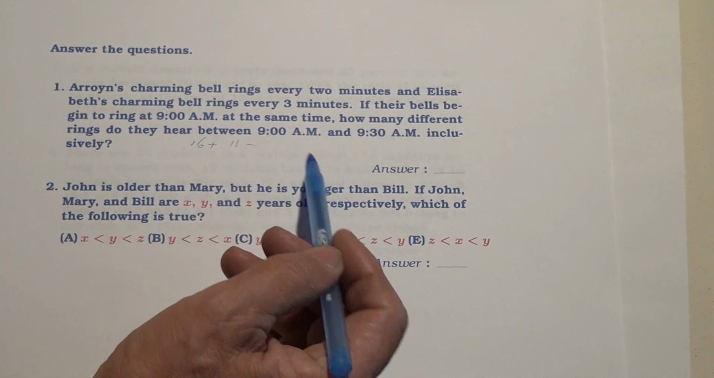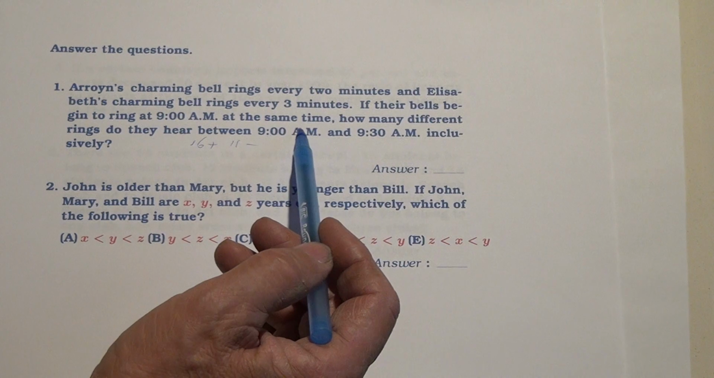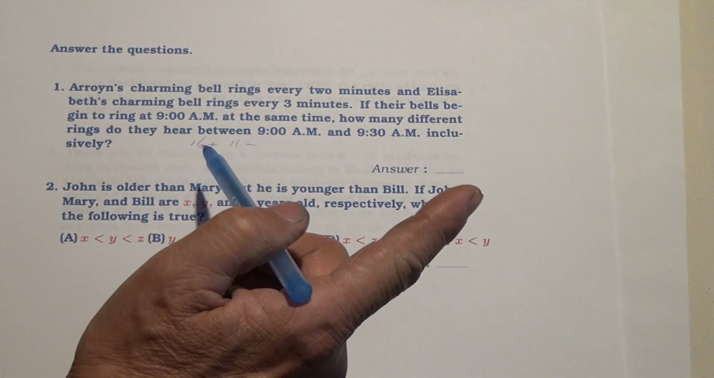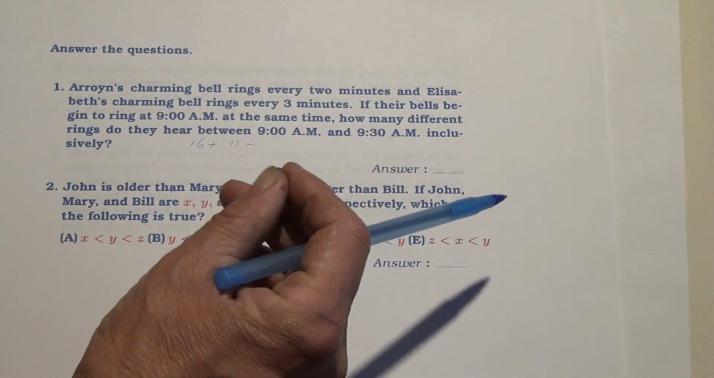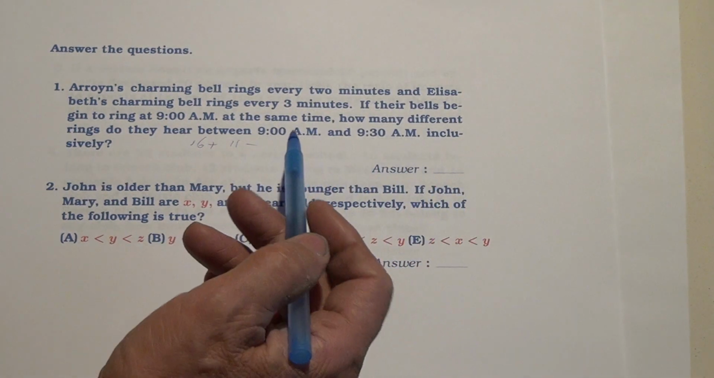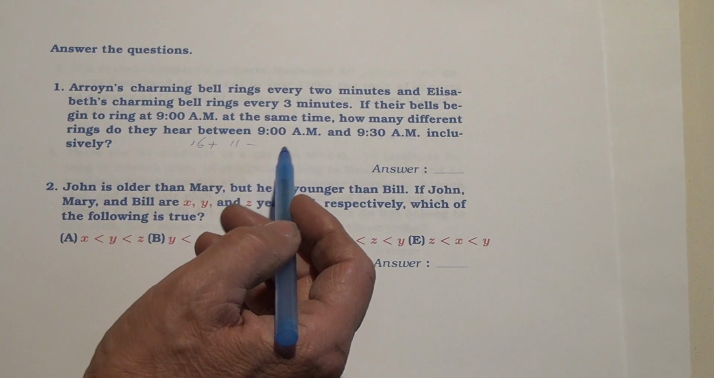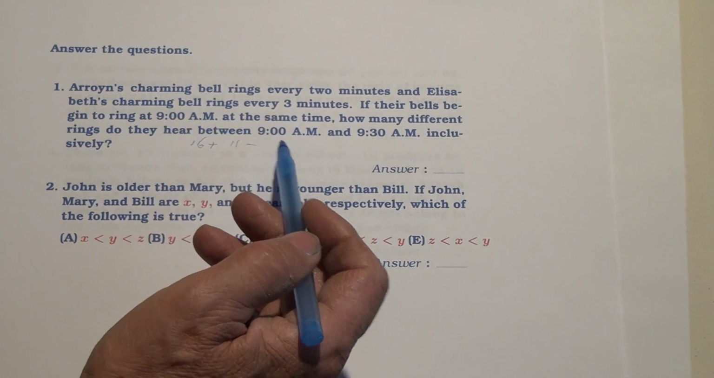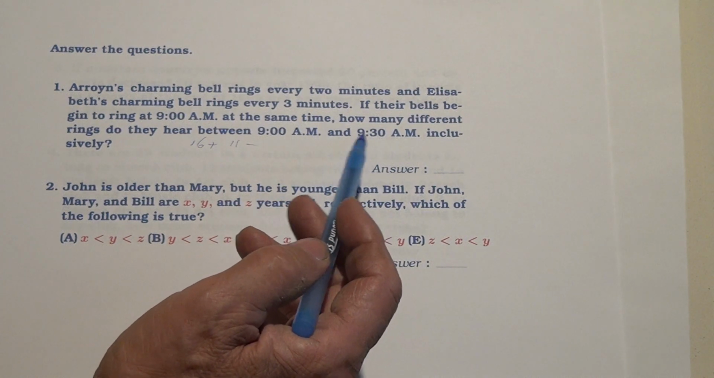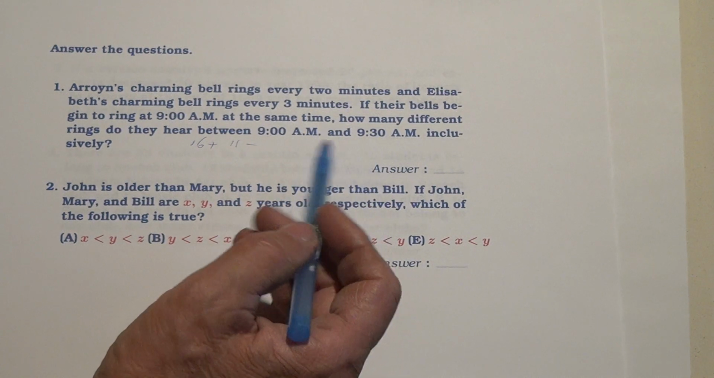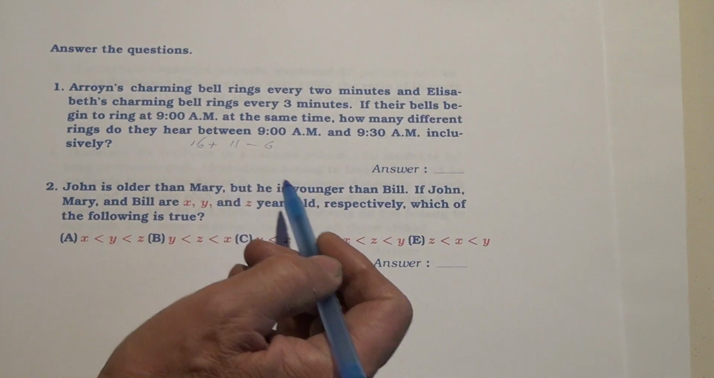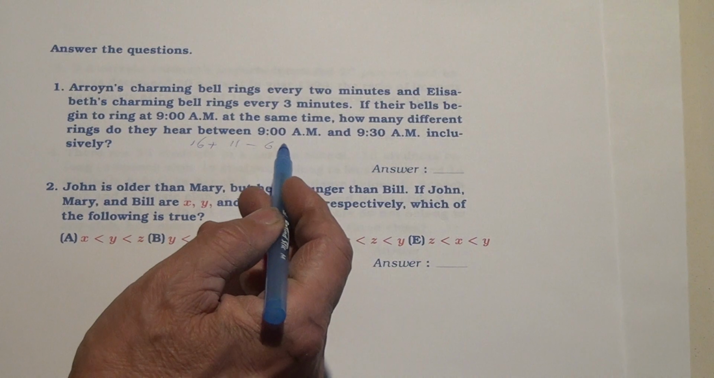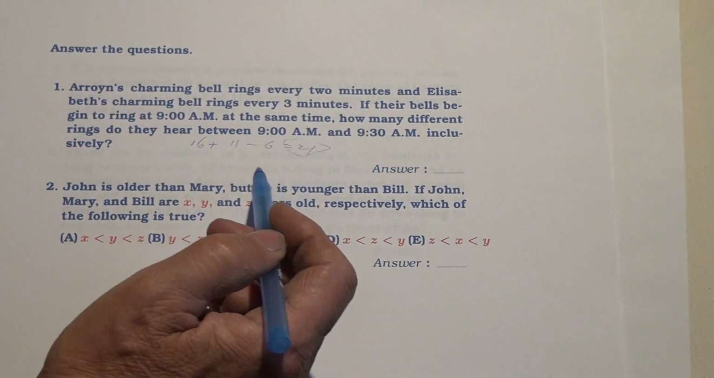But if 2 bells ring at the same time, you hear only one ring, right? Not 2 different rings. That's why those overlapping parts you have to take out. The overlapping part will be at the beginning one time and then every multiple of the common multiple, so 6. From 0 to 30, how many 6s do you have? 5. 5 plus the beginning, so 6 of them, right? You have to take out. So 16 plus 11 minus 6 will be 21 times they hear.